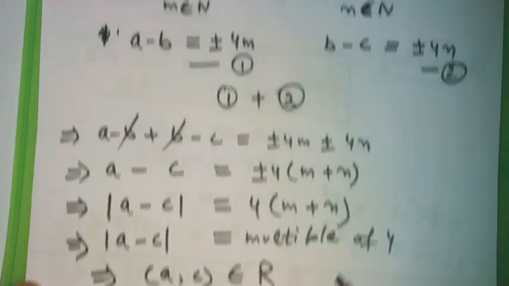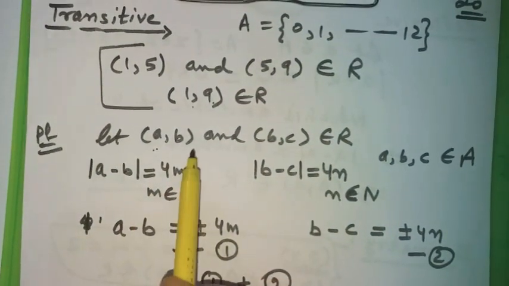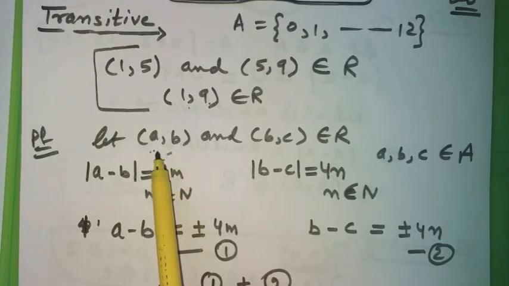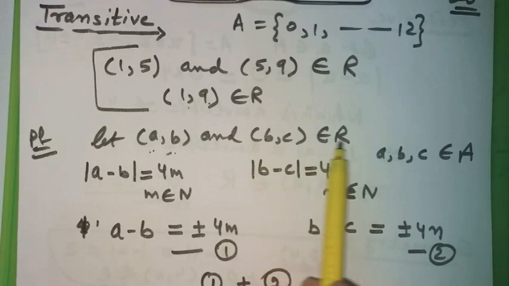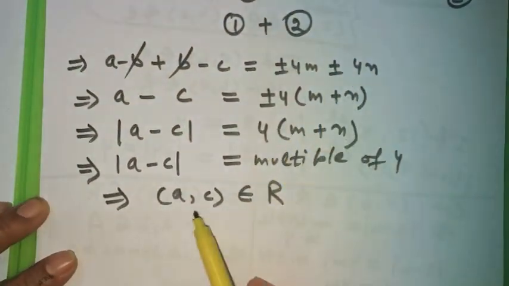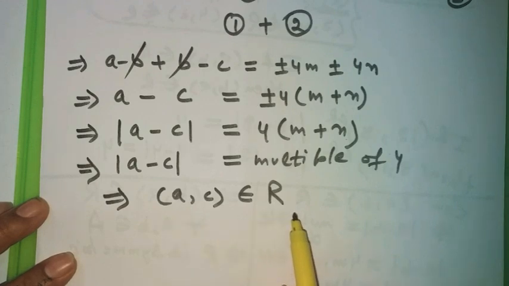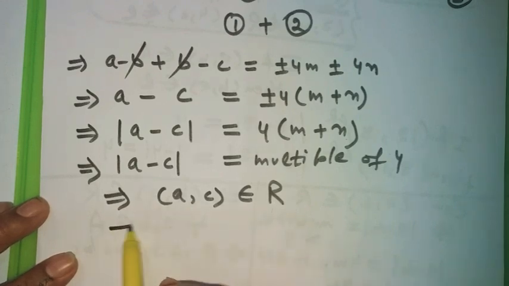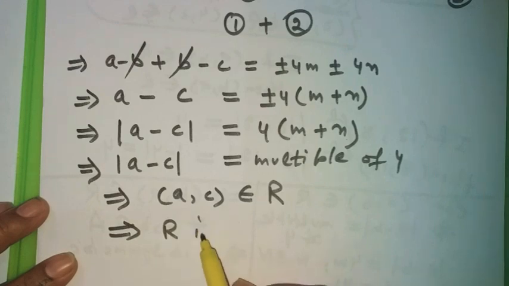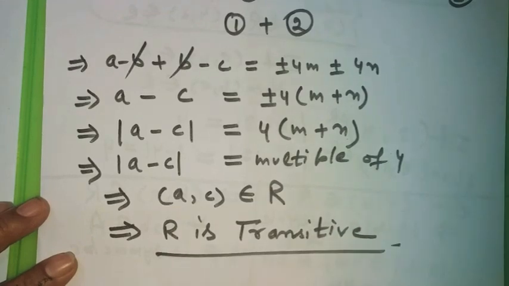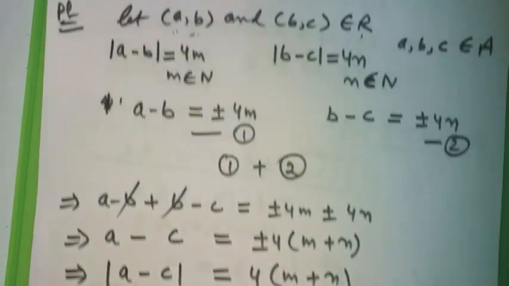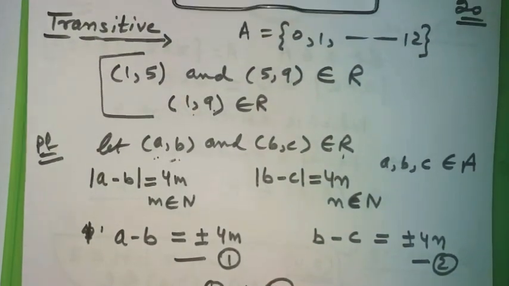So from where we started? We started from this statement that we assumed that the two ordered pairs AB and BC belonged to the relation R, and we proved that the transitive ordered pair AC belonged to R. So this implies that the given relation R is transitive also. Okay. If you want to see, again you can see.